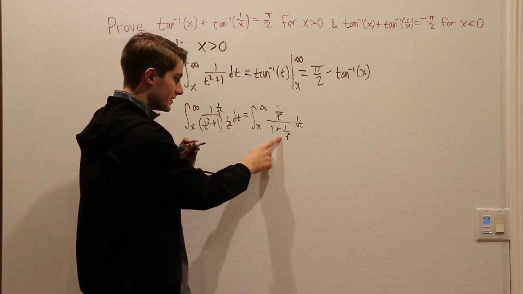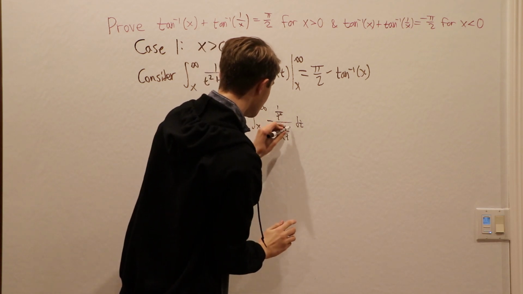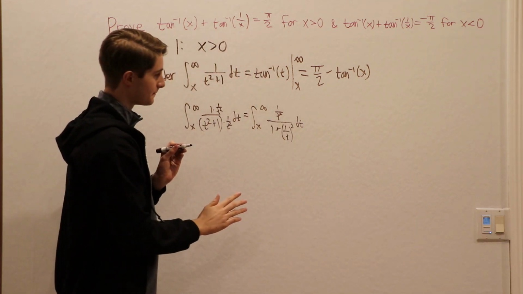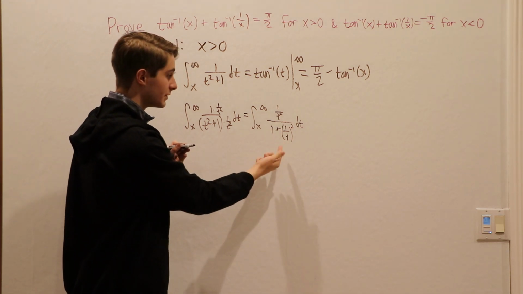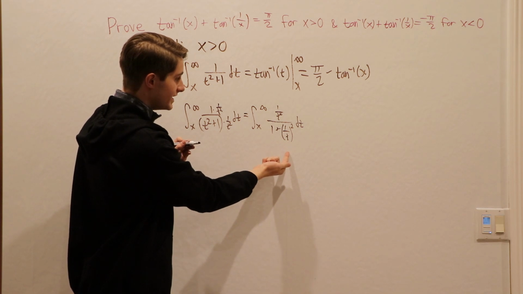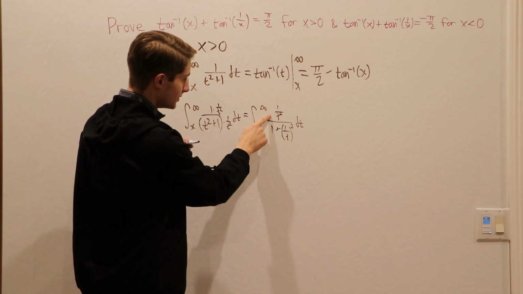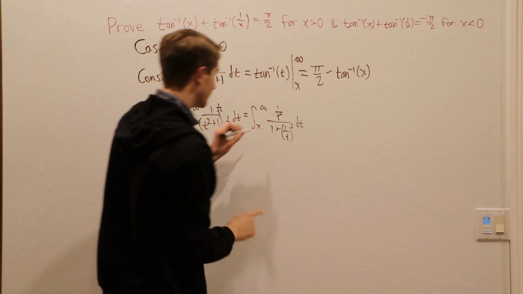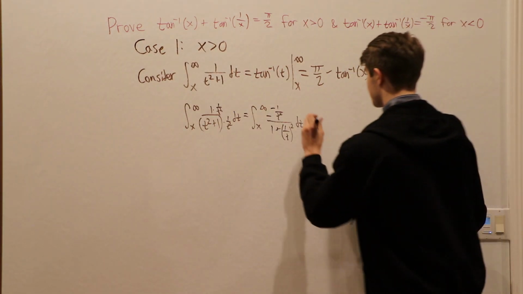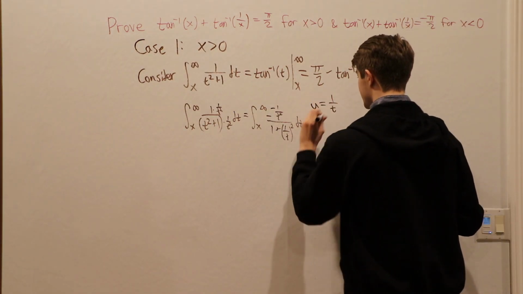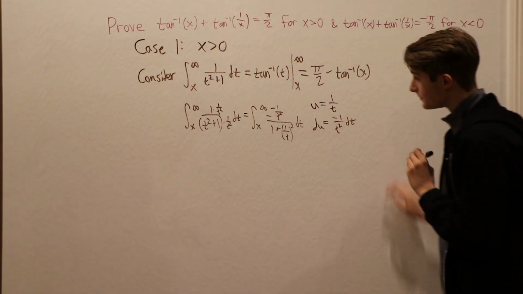What I'm going to do now is, instead of writing 1 over t squared like this, I'm going to write it as 1 over t in parentheses and then squared. And what we see now is that we have a 1 over t in the denominator. And when we differentiate 1 over t, we get negative 1 over t squared, which is similar to what we have on the top. So I'm going to write this positive 1 over t squared as negative 1 over t squared. And from here, we can do a substitution with u equals 1 over t and du equals negative 1 over t squared dt.